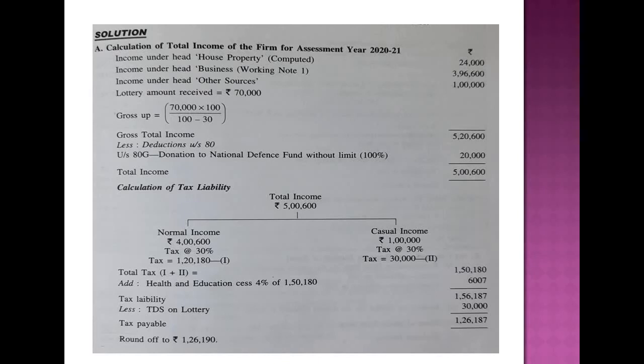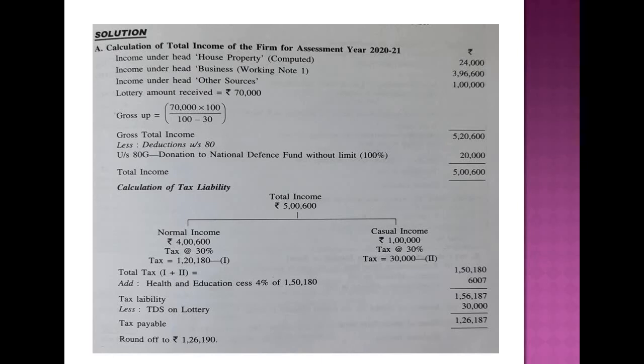Now in this case, for the calculation of tax liability, we have the total income of 5,600. Now out of this 5,600, we have a casual income which has a TDS at the rate of 30%. So from the total income of rupees 5,600, you have to minus the casual income, that is the gross amount for winning from lottery, that is 1 lakh. So the normal income of the firm will be 4,600. The normal income of the firm will be taxable at the rate of 30%.